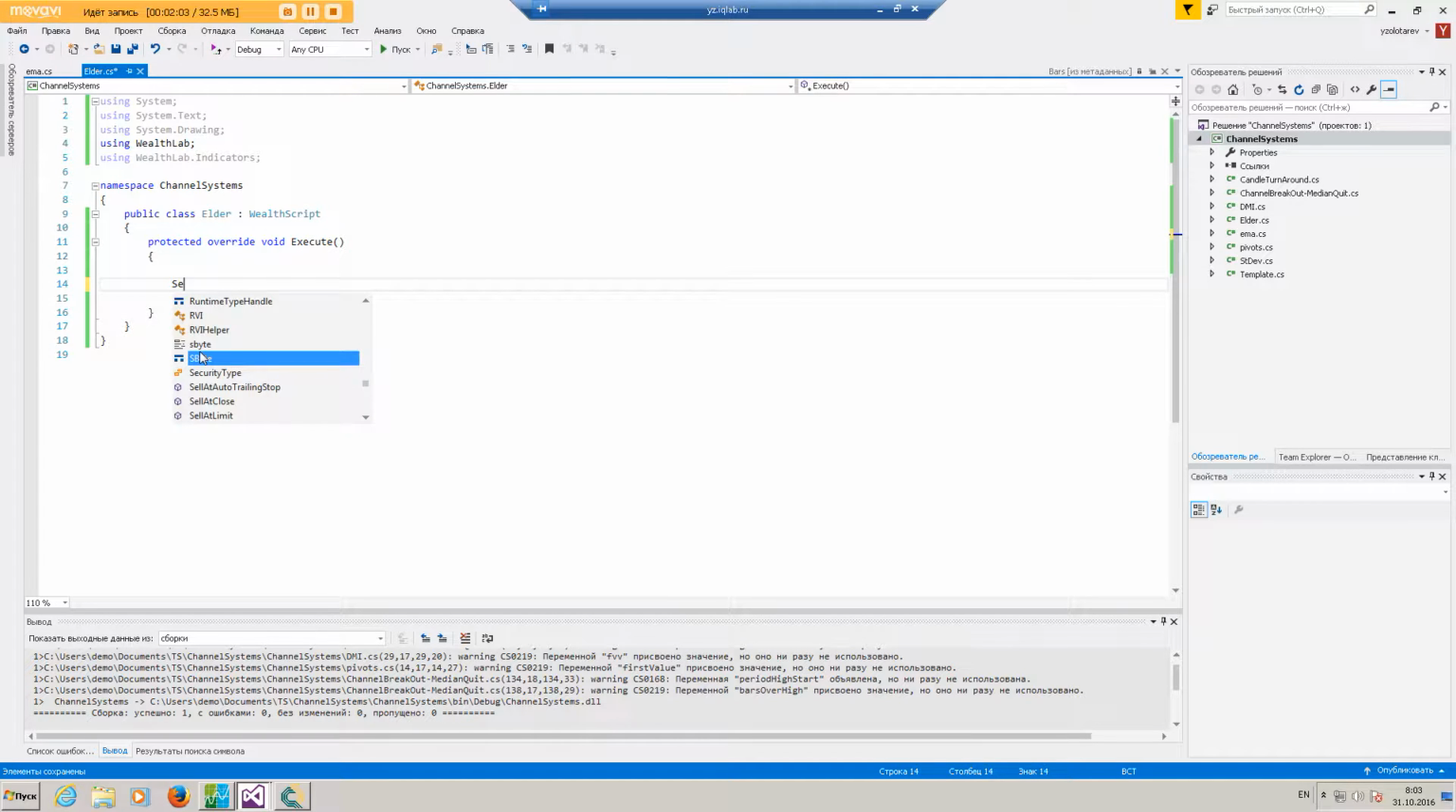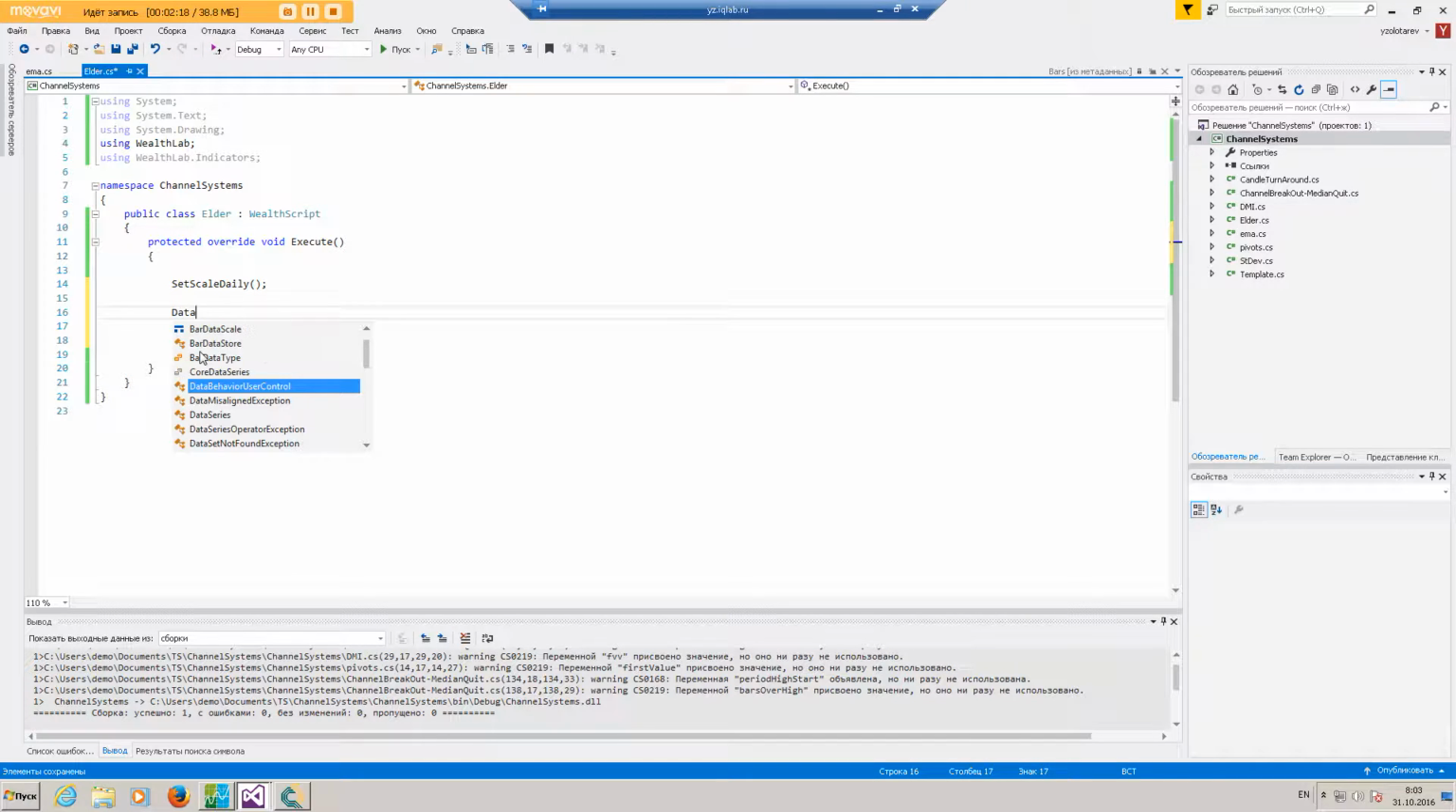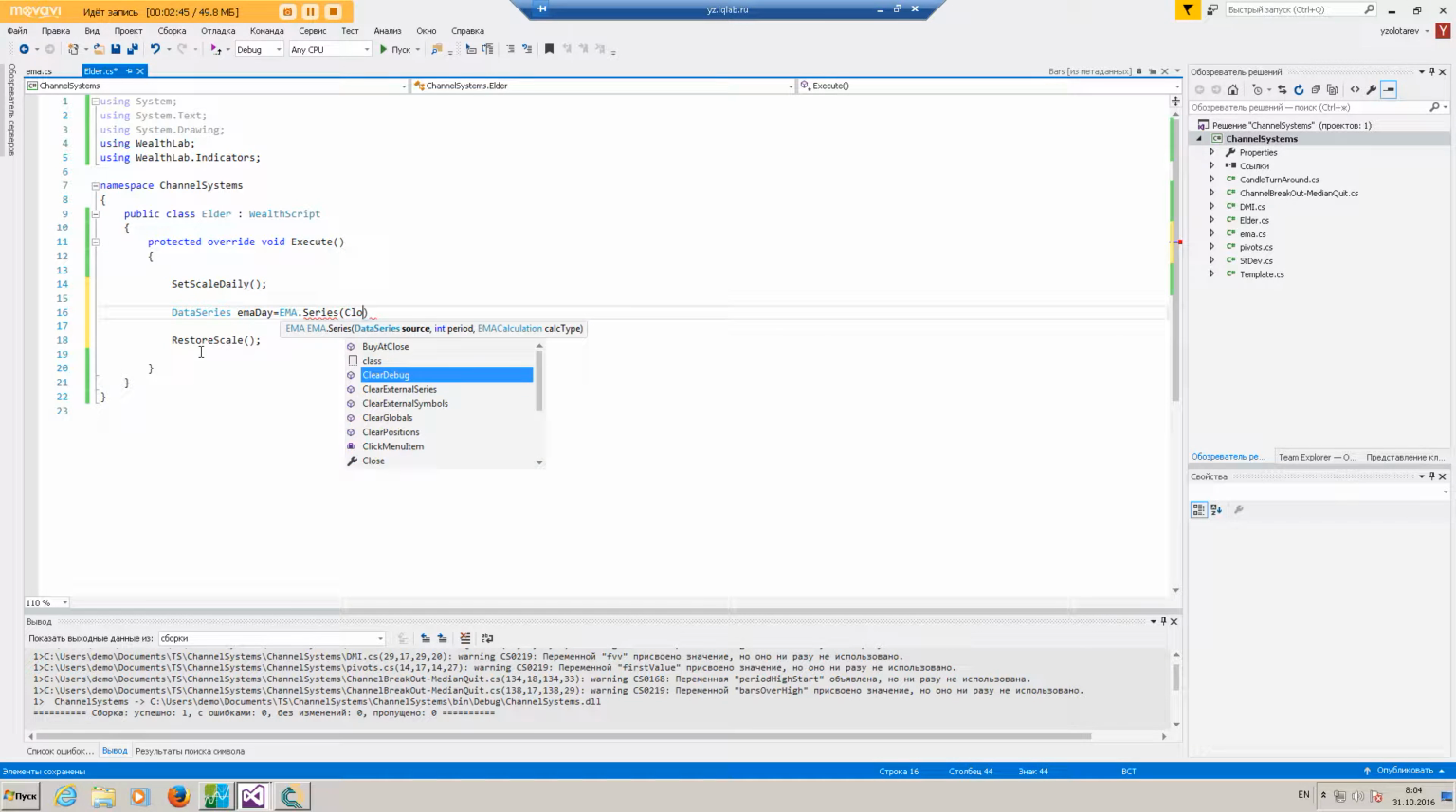Okay, let's go. Set scale daily, and then restore scale. Right, so what do we want there? Data series. We want the EMA, daily. EMA dot series, and let's see, data source is going to be close.